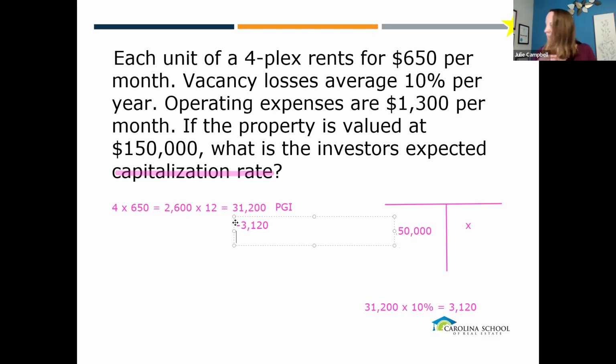Once I deduct that, I get an EGI, an effective gross income, of $28,080. So the dream is to collect $31,200. The truth is I have to deduct 10% vacancy, which means the EGI is my reality. So probably all I'm going to collect from this property this year is $28,080. Questions on step 2, how I got the $28,080?